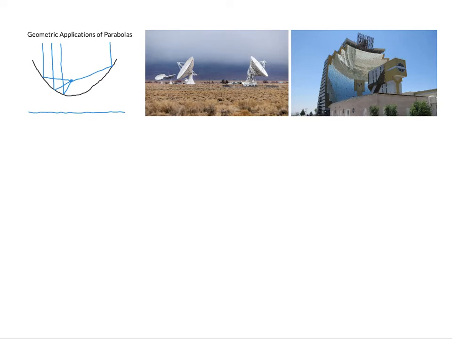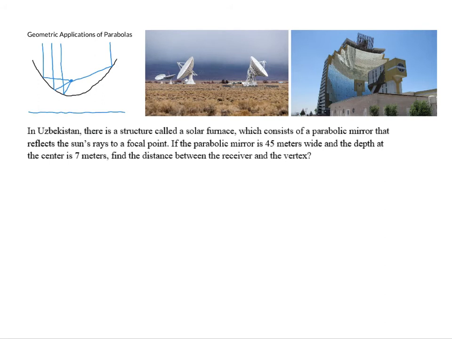In Uzbekistan, there is a structure called a solar furnace, which consists of a parabolic mirror that reflects the sun's rays to a focal point. If the parabolic mirror is 45 meters wide and the depth at the center is 7 meters, find the distance between the receiver and the vertex. So again, we are going to draw our parabolic mirror, and we're going to put the vertex at the origin.